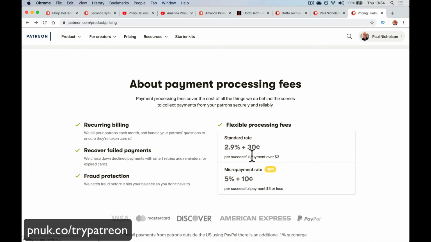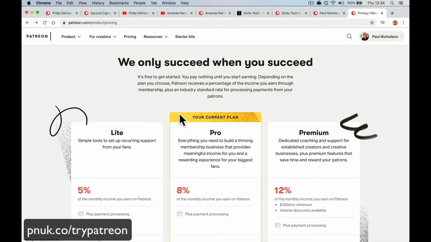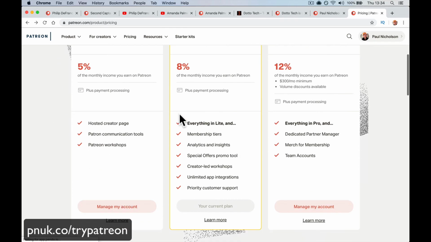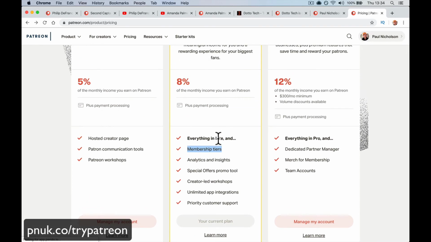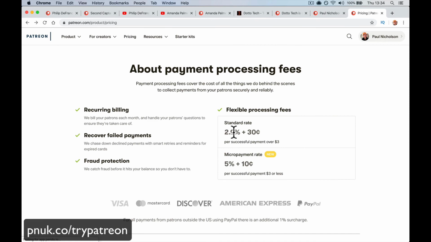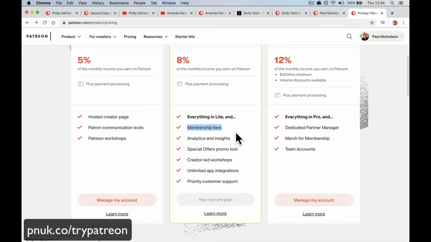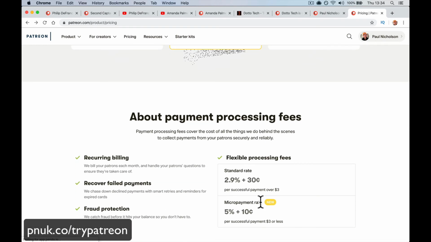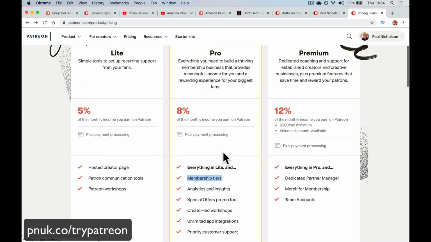So say on a $10 transaction, you're going to pay $1.09 to Patreon for running the website, taking the money, paying the taxes for you. Then they're going to send you the difference. Obviously, when you go up in tiers, you get extra features, like special offer promos, analytics, and membership tiers. You're probably going to look at this 8% one, I think. I would if I were you. You're basically going to be paying 11% plus 30 cents, and then 13% plus 10 cents. I probably think you need this one.